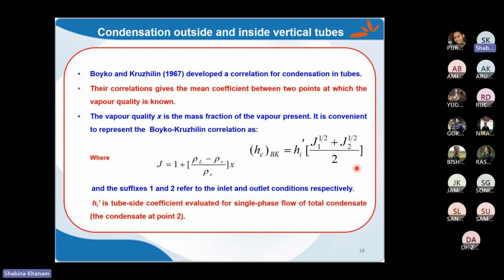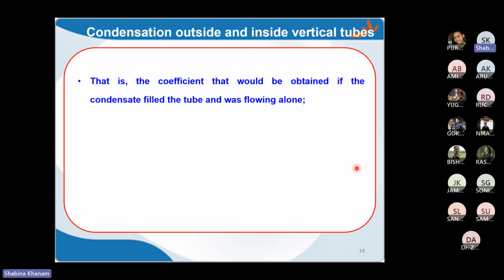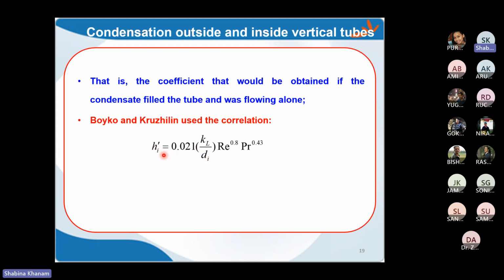So this is the heat transfer coefficient when the condensate is only flowing through the tube. Condensate fills the tube and flows alone, it means only single phase we are considering. In that case you will use this expression. This is nothing but the same Nusselt number as a function of Reynolds number and Prandtl number, without considering the viscosity correction factor, so that we can neglect.